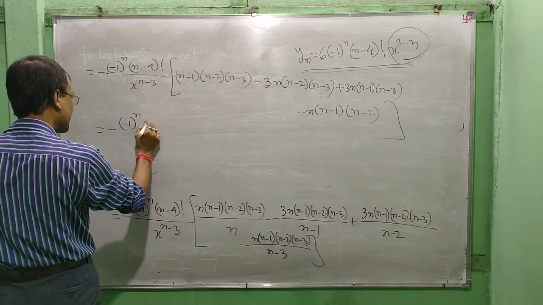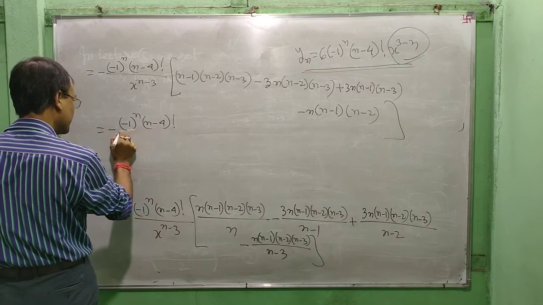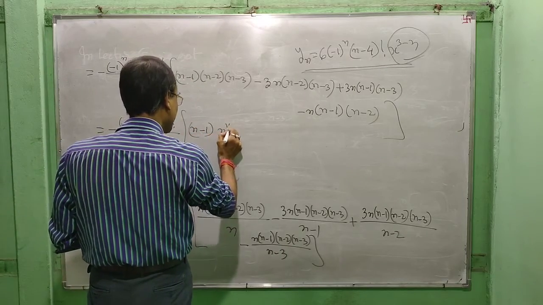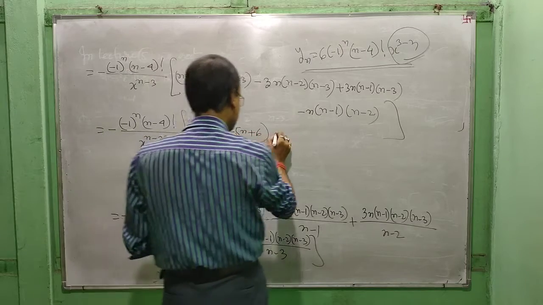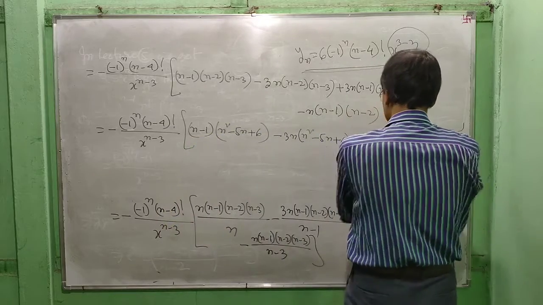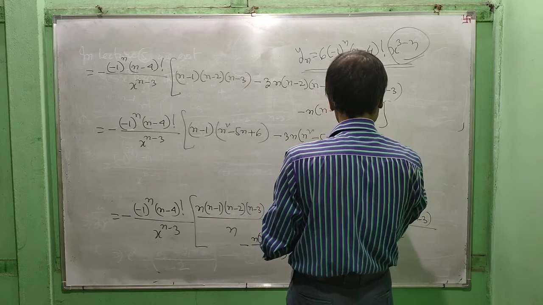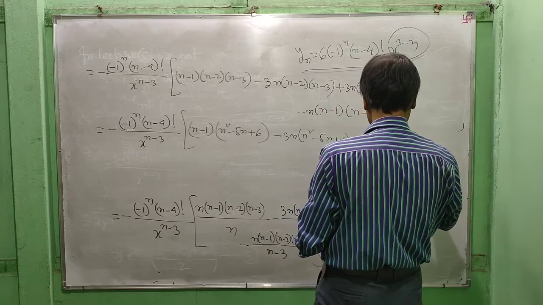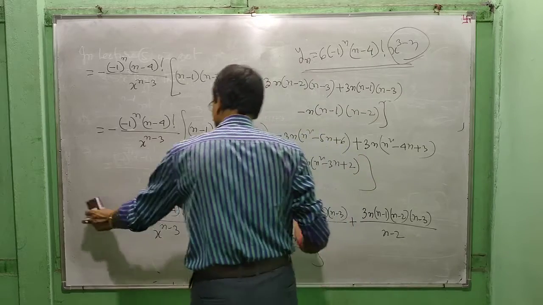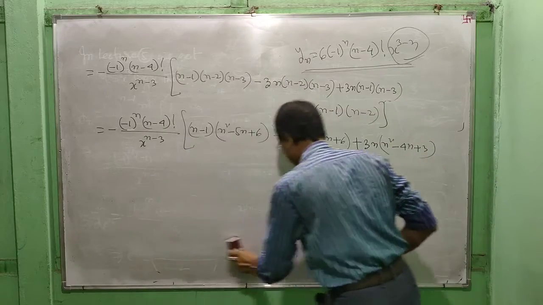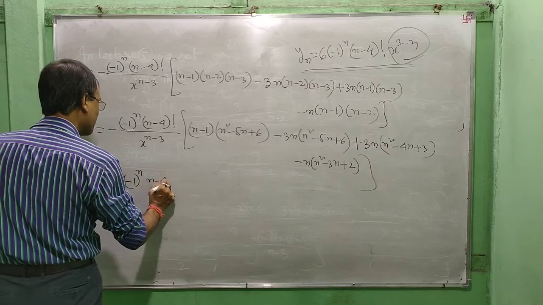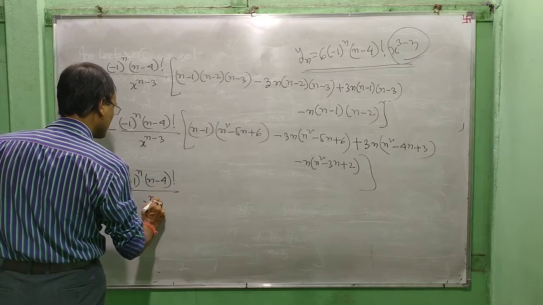(-1)^(n-4) factorial divided by x^(n-3). What is this? n minus 1 into n square minus 5n plus 6, minus thrice n square minus 5n plus 6, plus thrice n square minus 4n plus 3, minus n square minus thrice n plus 2. Then (-1)^n factorial n minus 4 divided by x^(n-3).